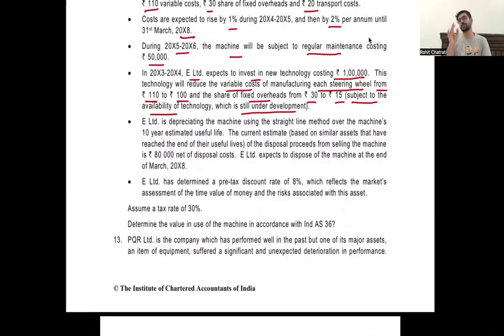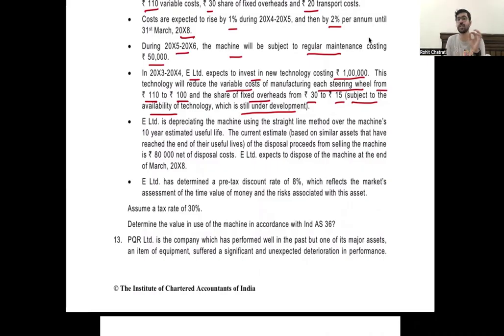Such types of capital expenditure will be considered as an outflow for VIU calculation. For VIU calculation, only capital expenses which an entity is committed to will be considered as an outflow.